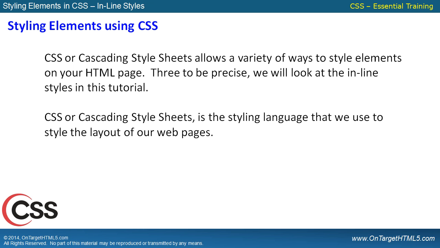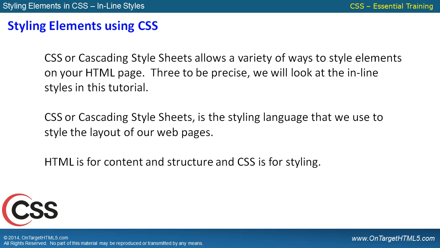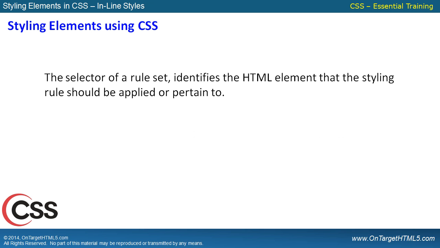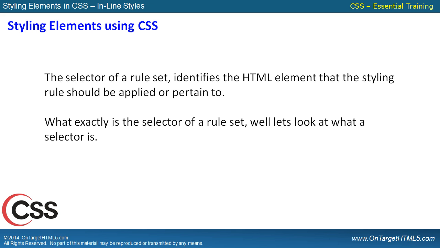CSS, or cascading style sheets, is the styling language that we use to style the layout of our web pages. HTML is for content and structure. CSS is for styling. The selector of a rule set identifies the HTML element that the styling rule should be applied or pertain to. What exactly is the selector of a rule set? Well, let's look at what exactly a selector is in the next slide.